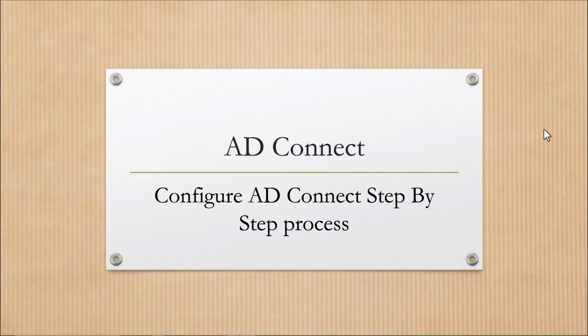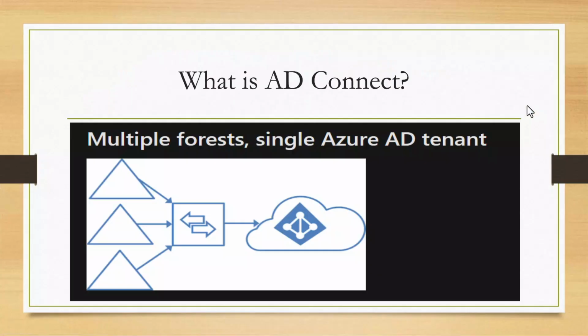The AD Connect has to be installed on a server. It can be the same server as the domain controller, or it can be a different server as well. We will go through how to configure AD Connect step by step. As you can see, there are different architecture diagrams for how we can configure it. One of the best configuration scenarios is the one in this picture.